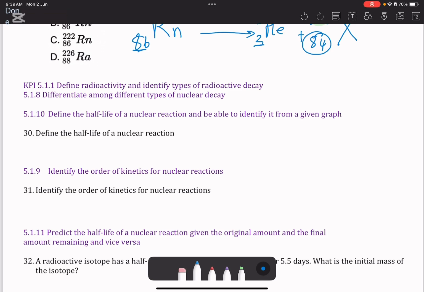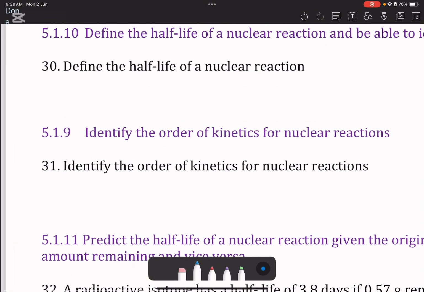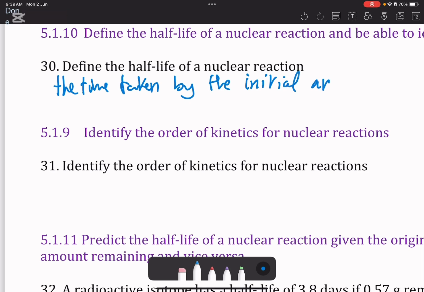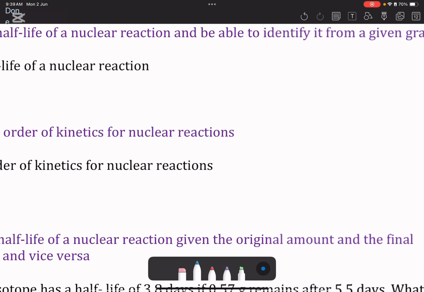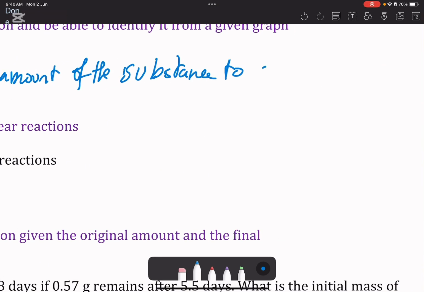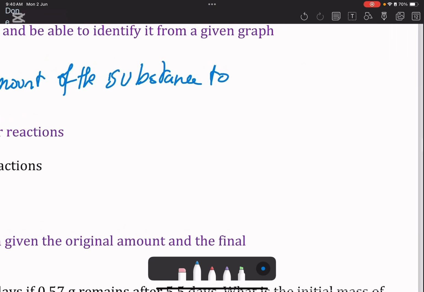Define the half-life of a nuclear reaction. The half-life is the time required for the initial amount of the radioactive substance to decrease to its half.